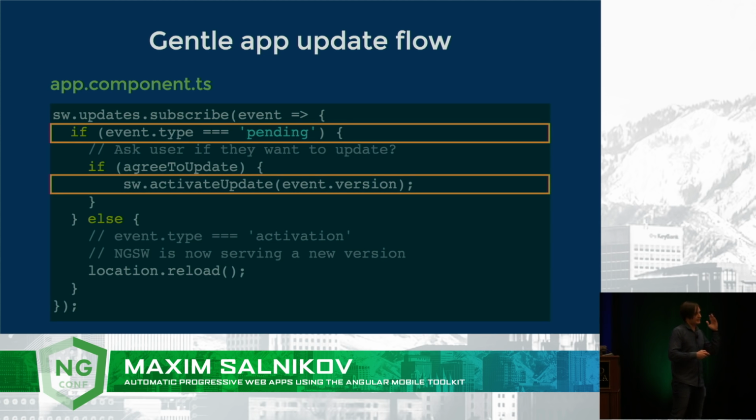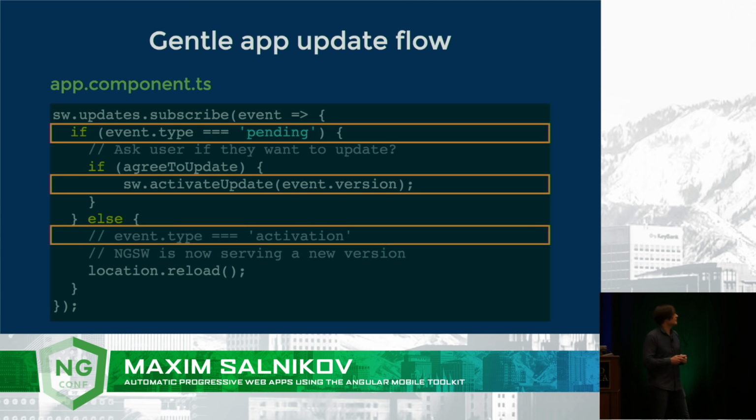If the user answers yes, we just call another method called activateUpdate, and then we will receive an event with type activation. Here, we can just go and reload the full application because the newer version came.